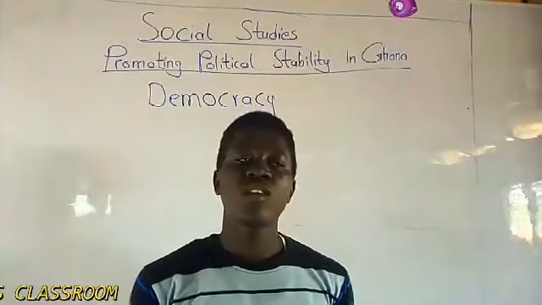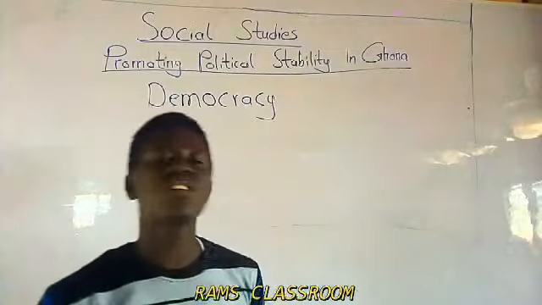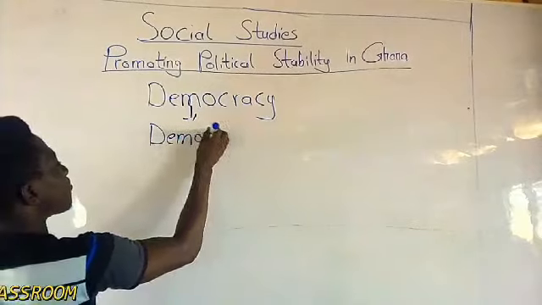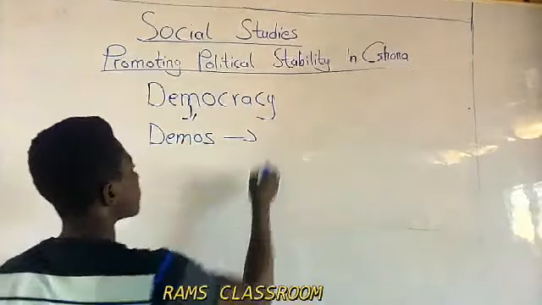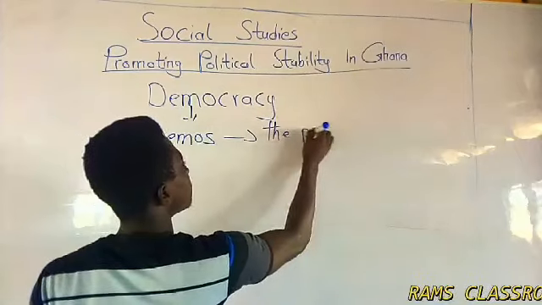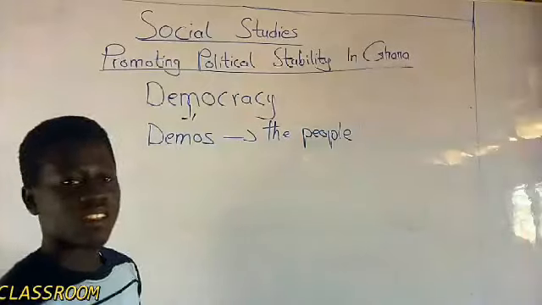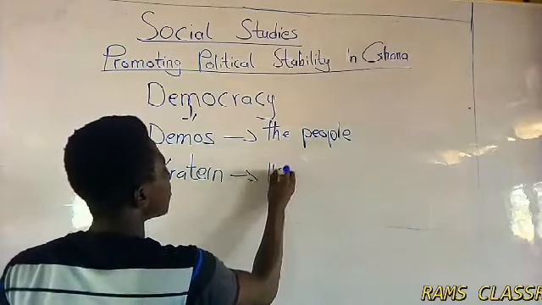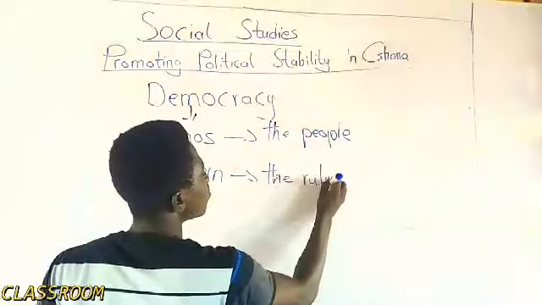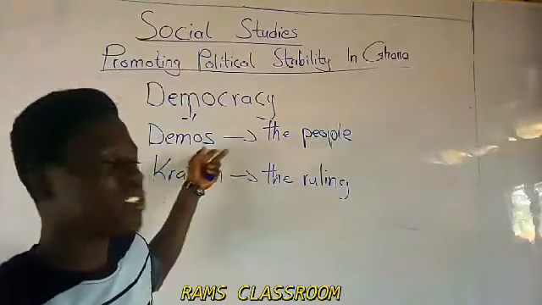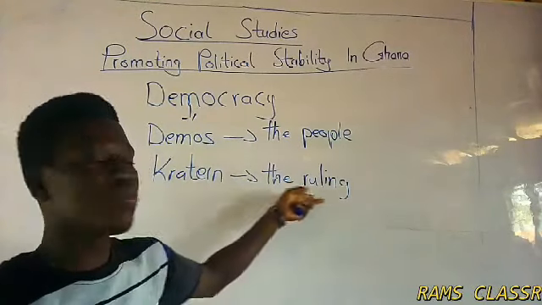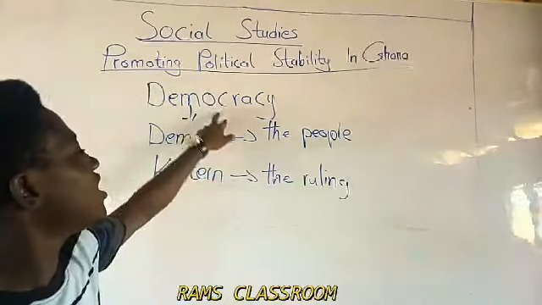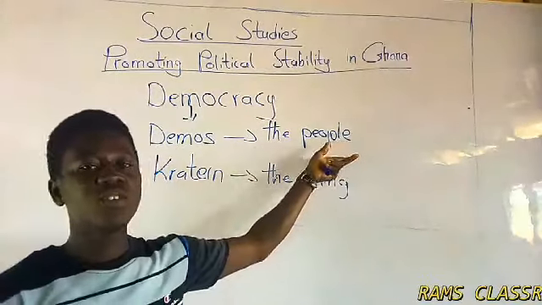Now, when you talk about democracy, democracy comes from two Greek words. Demos, which means the people, and kratos, which means the ruling. Yes. So demos means the people. Kratos means the ruling. In some books you may see the ruling power. So according to the Greek, democracy is the ruling of the people. That's the meaning of democracy.